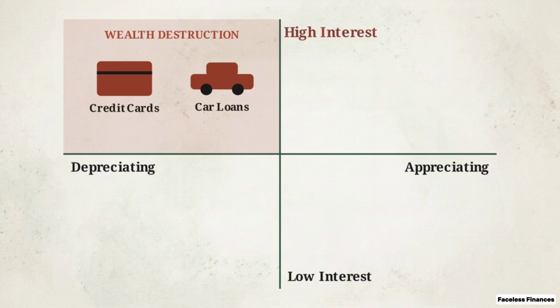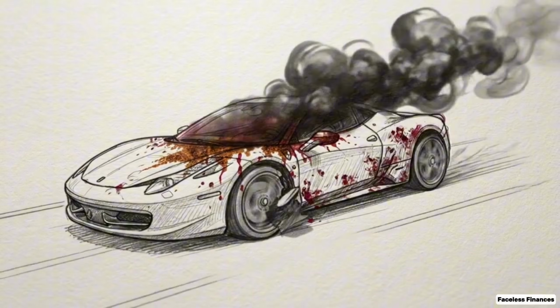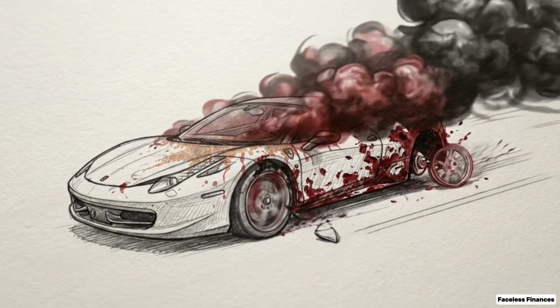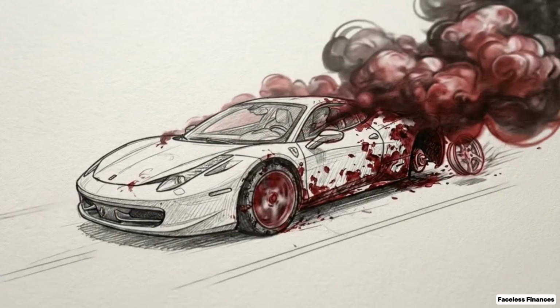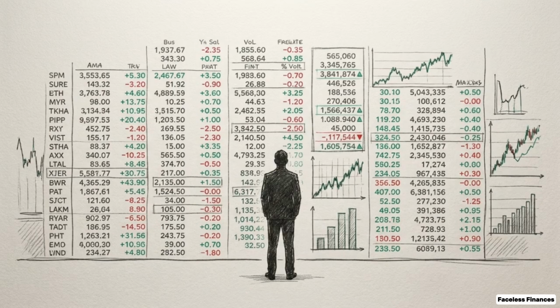In the top left, we find credit cards and high-interest car loans. These combine high borrowing costs with assets that lose value immediately. Borrowing at high rates for a depreciating asset guarantees a loss. You are paying exponential interest on an item that may no longer even exist by the time the loan is satisfied.